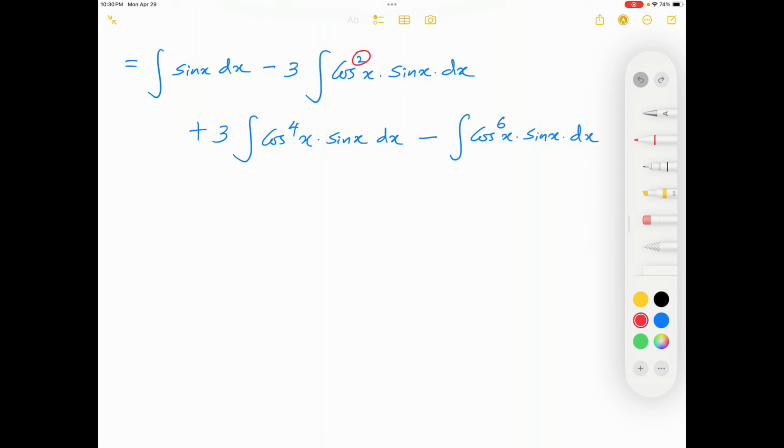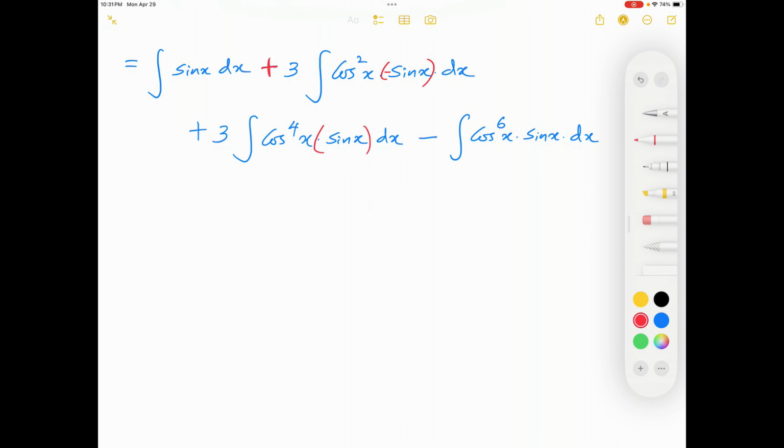We can do it as that provided we have negative sine x in these 3 places, because the derivative of cosine x is equal to negative sine x. So I'm going to create a negative symbol by putting another negative symbol outside the integral sign. I'm going to change this to a negative sine x in that integral. I will need another negative symbol outside, which will make this one a positive sign.